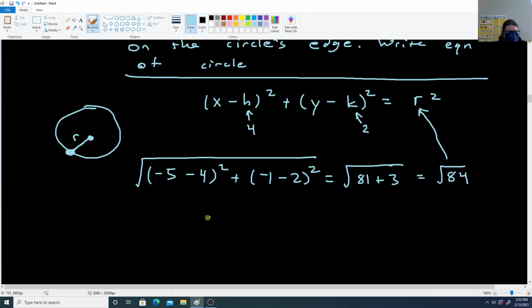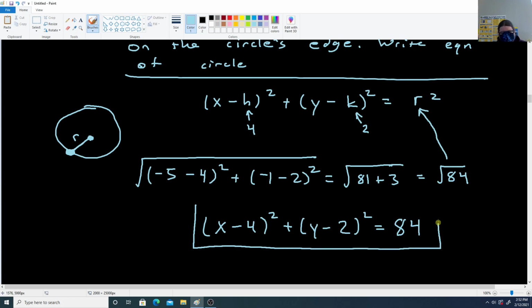So when we simplify this out to get the equation of the circle, it's x minus 4 squared plus y minus k, which is 2, squared, equals the radius squared. When you square a square root, the squaring gets rid of the square root, so we're just left with the number out there, and that will be the equation of our circle. So that's a common type to see.